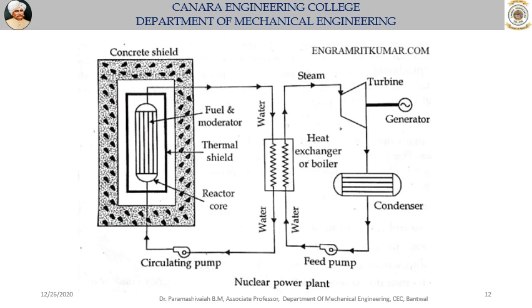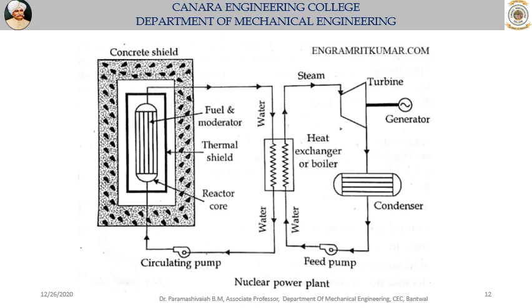Then the turbine rotates. Low temperature, low pressure steam comes out here and is cooled in the condenser. Again water is pumped. It's continuous. When the turbine rotates, it is connected to a generator. The generator generates electricity and it is supplied. Working is very simple. It consists of one nuclear reactor, where the reaction takes place and a huge amount of heat is generated.